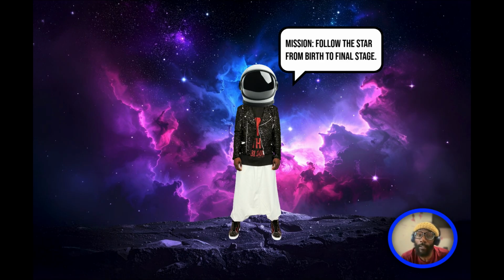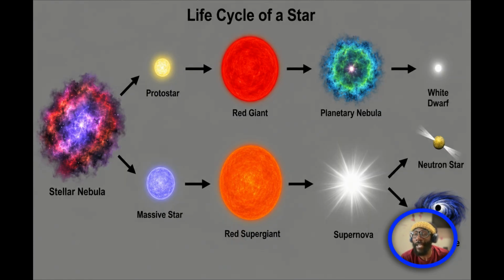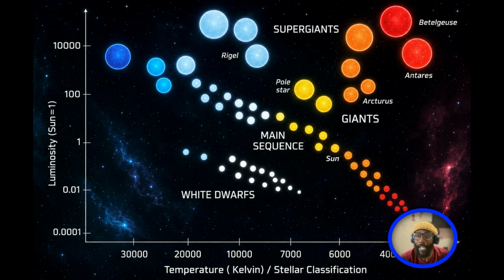So as you watch the video, keep looking for patterns. In science, diagrams are not just pictures, they are maps. Today we are going to read two maps: the life cycle of a star diagram and the HR diagram.